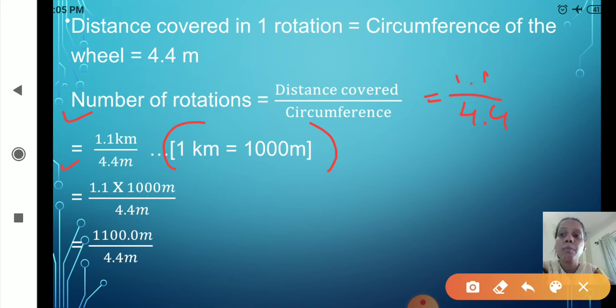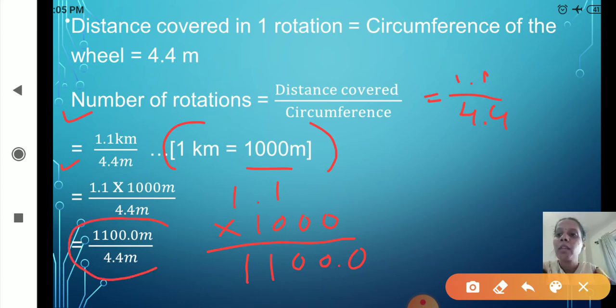We will multiply 1.1 by 1000, because we have to convert this into meter. So 1.1 multiplied by 1000: we will write down 3 zeros here, then put the decimal point after one digit from the right-hand side. So the answer is 1100.0 meter, as you can see here.